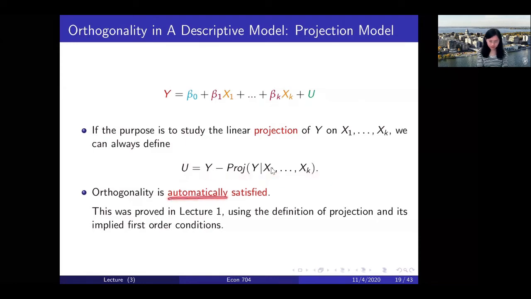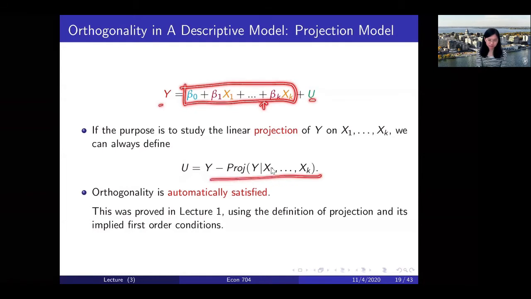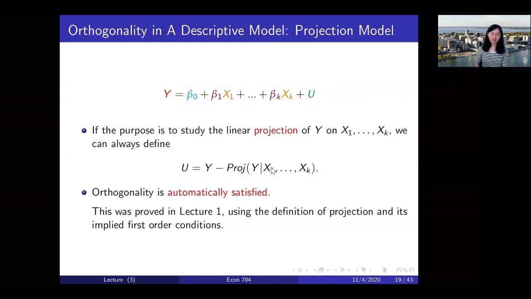Then orthogonality is automatically satisfied. So if this observable part is treated as the projection of y on x1 to xk, and u treated as the difference between y and the projection, then the orthogonality condition is automatically satisfied. And this was proved in lecture 1. So if you don't remember, you can go back to lecture 1 and have a look. So in a projection model, the orthogonality condition is by definition satisfied.